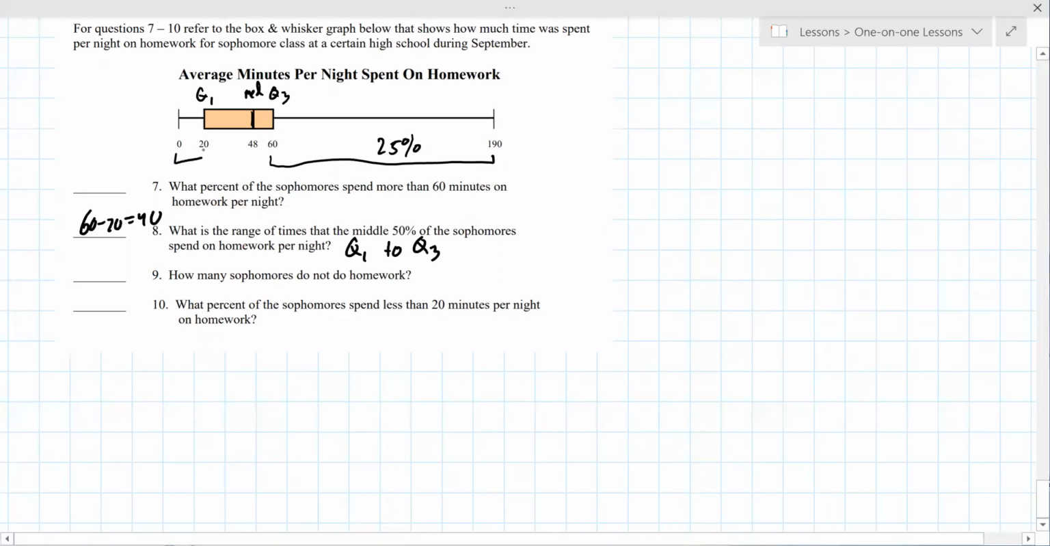So they're asking, I guess, down here. 20? Yeah, I guess it's 20. It's a little bit odd because of the way it's written. But what percent of the sophomores spend less than 20 minutes per night on homework? So they're asking, what's the percentage down here? It's 25%.